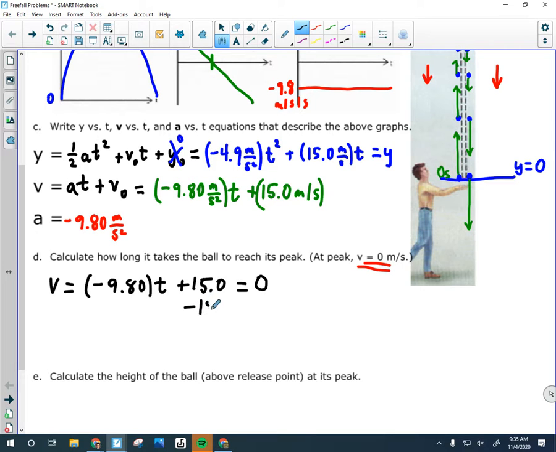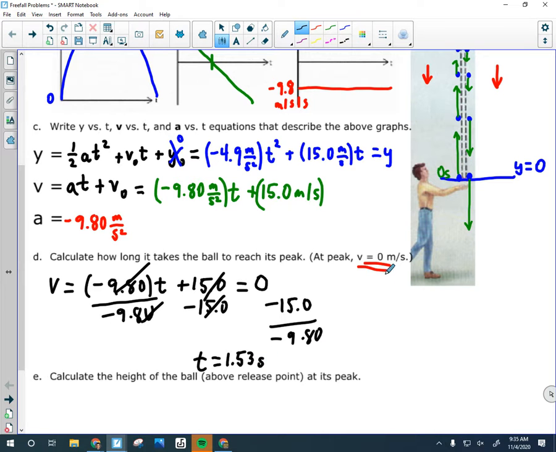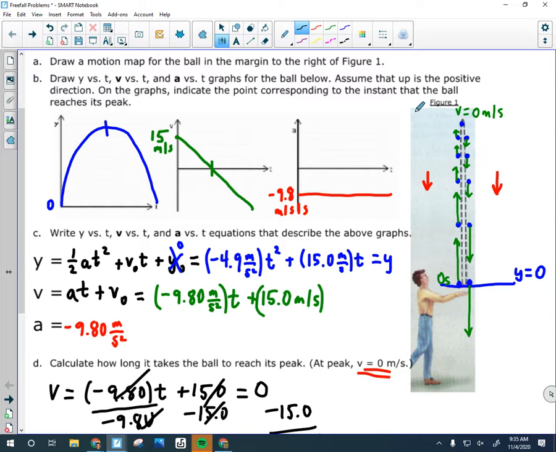So my algebra, right, I'm going to subtract 15 from each side. I need to divide through by negative 9.8, both sides, to solve for t. This would be the time it takes to reach the peak. And that comes out to be 1.53 seconds. And that would be, again, how long it takes to reach the peak. So now I know at the peak, my time is 1.53 seconds. That's how long it takes to get to that peak point.